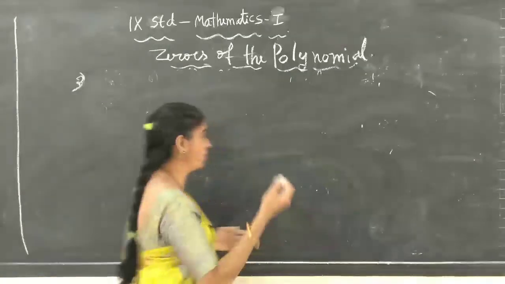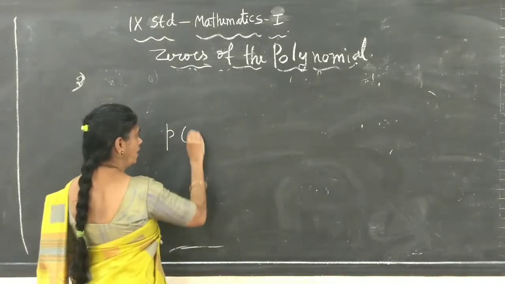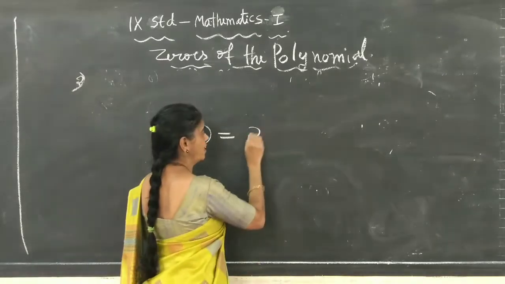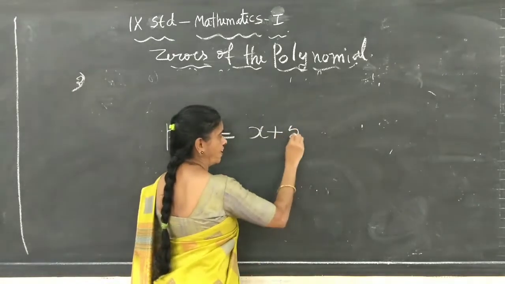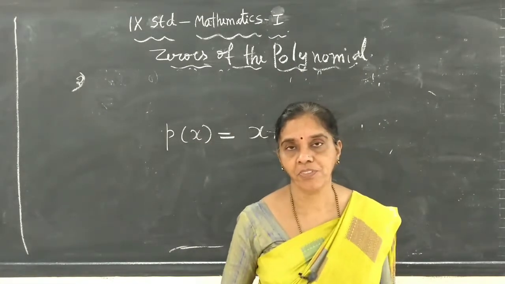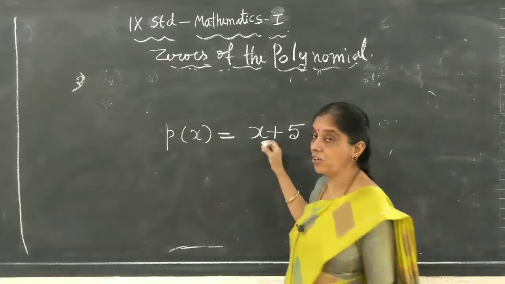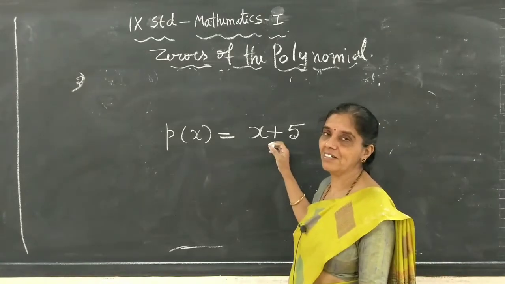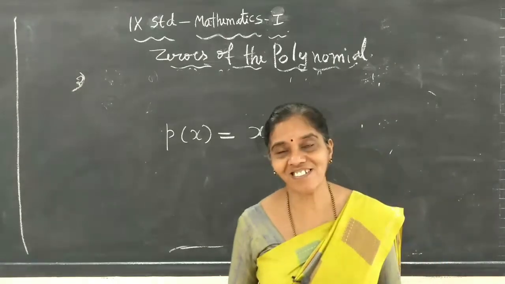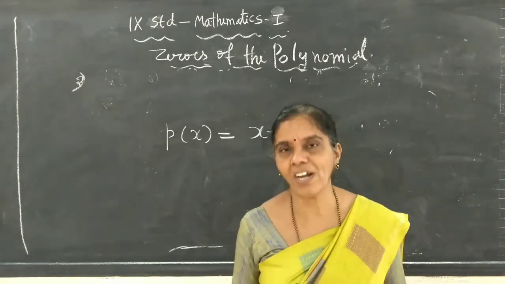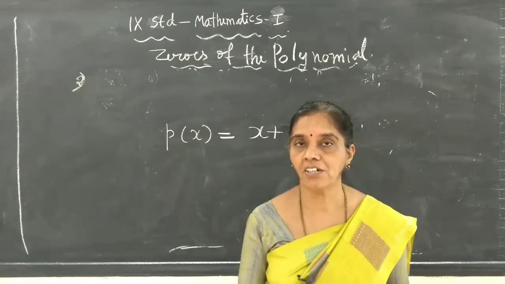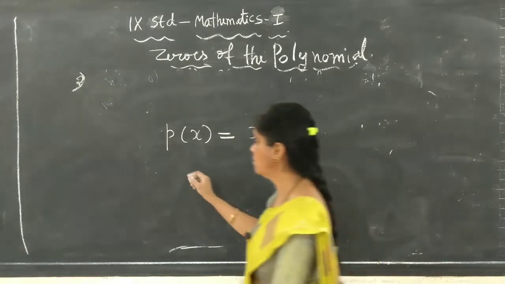Any polynomial, if we take polynomial p with the x variable, one example I will take, say x plus 5, a simple polynomial. Now what is the zero of this polynomial? Find it, or they will give some values and ask you to find whether that x value, 1 or 2 or whatever, is a zero of the polynomial or not.